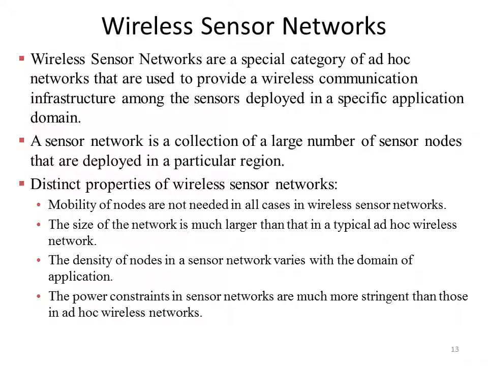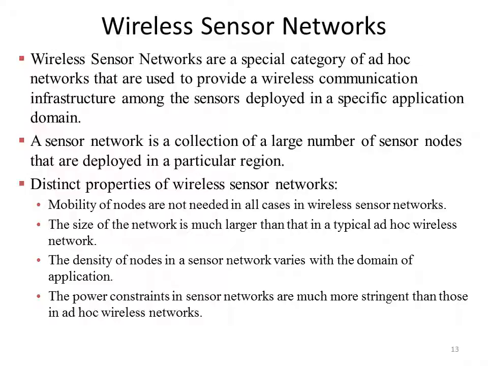Next one is wireless sensor networks. Based on the previous advantages, a sensor network is a collection of a large number of sensor devices, or we can call them mobile devices or radios, that are deployed in a particular region. Based on this, wireless sensor networks have some different properties. All the mobile nodes are not needed in all cases in wireless sensor networks. When there is no need for a particular intermediate node, that intermediate node mobile device can automatically be disabled.